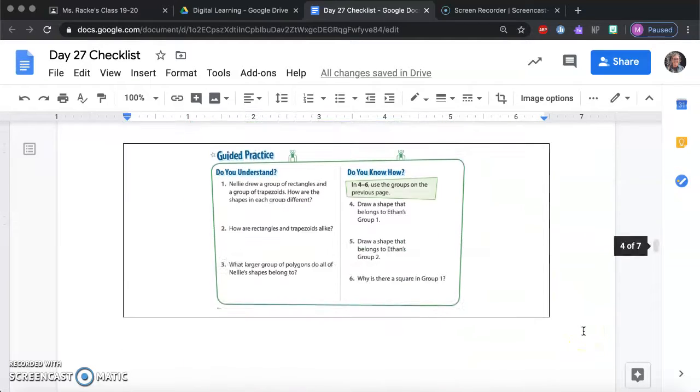So now I'm going to go through and model these guided practice questions before you have a chance to do these on your own with the independent practice. So I'm going to start with looking at 1 through 3, and all of these are going to kind of relate together, so we'll go through. So the first is Nellie drew a group of rectangles and a group of trapezoids. How are the shapes in each group different?